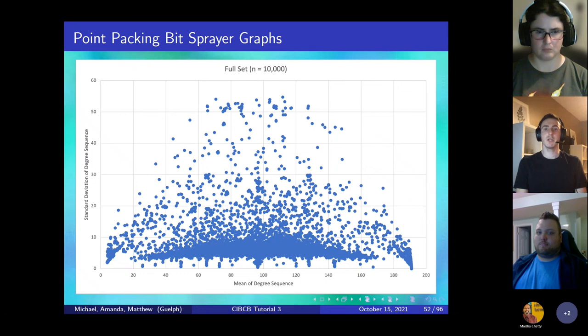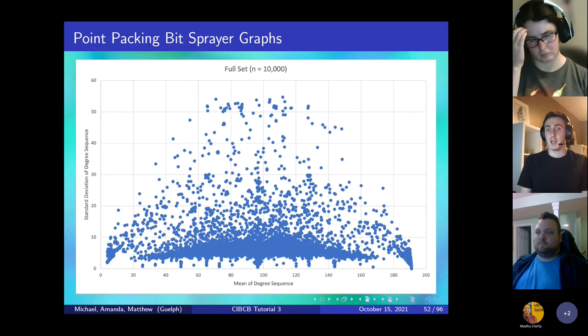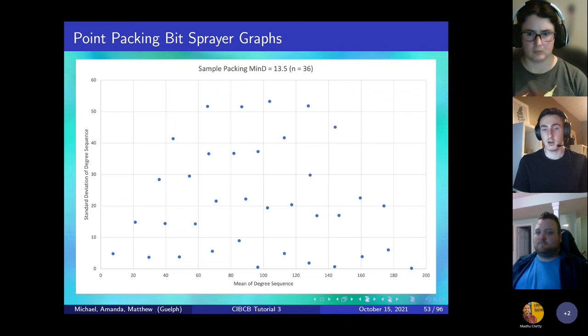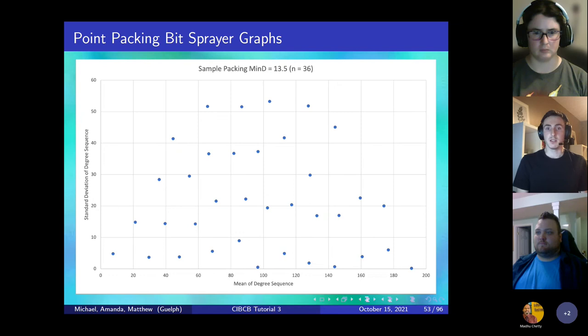Okay. Similarly, here is another set of graphs generated with the bit sprayer. This is 10,000 graphs, and you can see that while they cover the space quite well, there definitely is some bias towards some areas. What we can do is take this set as our input set and point pack it, and we get the next figure, which is this sample point packing. Now you could imagine that if you had to select 36 points from those 10,000, you would be pretty unlikely to select something as well spread out as this. And so using this as an initial population gets you as evenly close to any part of the space as you can, thereby reducing the amount of travel that you would have to do via editing operations to reach any part of the space.